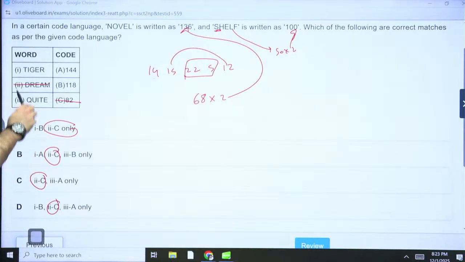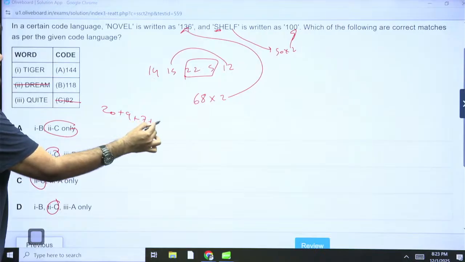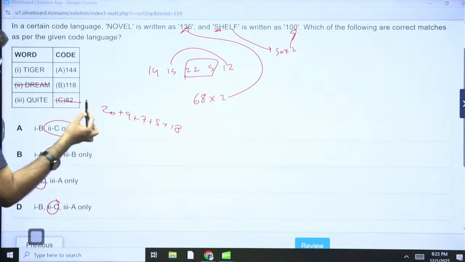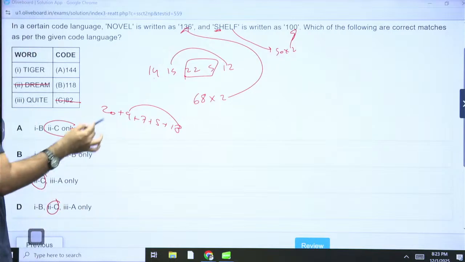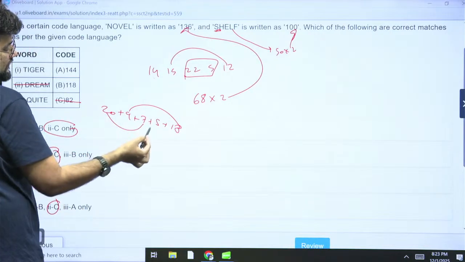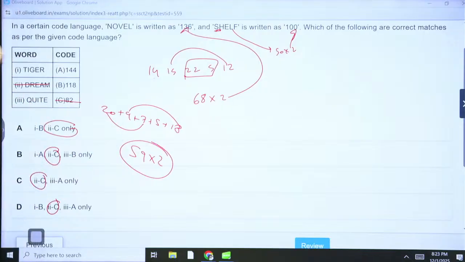Check for 1 now. So this is 20 plus 9 plus 7 plus 5 plus 18. Don't write like this in the exam. I'm writing this so that you understand. 9 and 18 are reverse, 20 and 7 reverse. So 27, 27, 54 plus 5. This is 59. 59 into 2 is 118. So option B, 1B are together. So this is gone. Now we'll have to check for 3A, whether 3A satisfies or not.